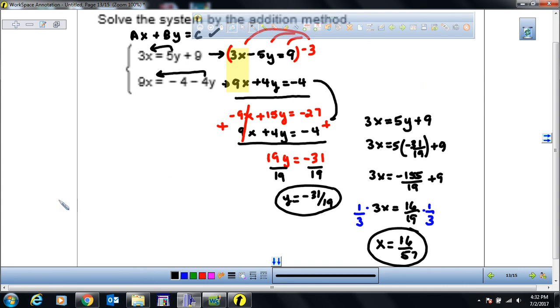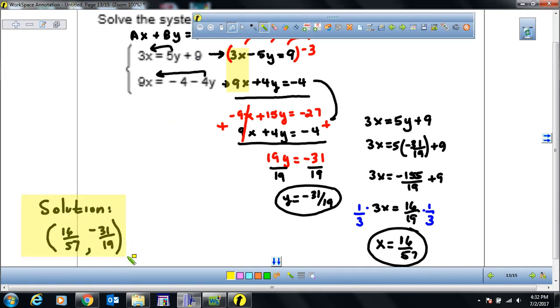I'm going to write the solution down here. So the solution for this system of equations, or the point of intersection of these two lines, is going to be the point x, which is 16/57, comma y, which is negative 31/19. And that's the point of intersection of these two equations. Once again, if you want to check your solution, you can replace these two values back in both equations to see if it gives you a true statement on both.